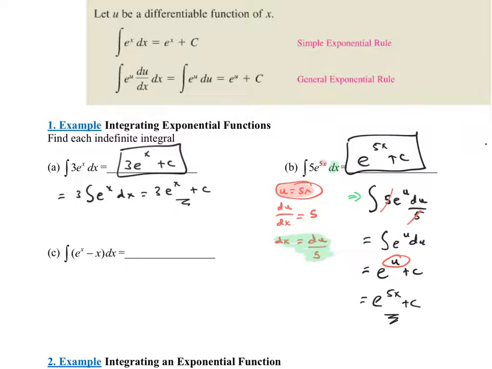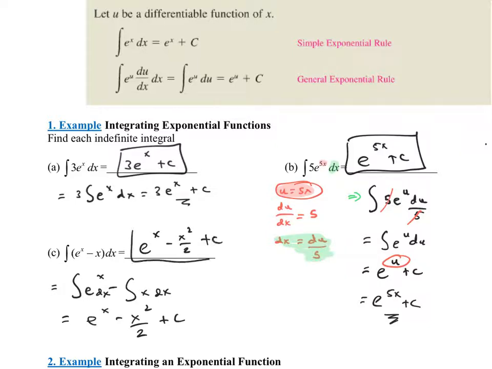Let's try the next one. It says, what is the integral of e to the x minus x? Again, we could separate this into two separate integrals: the integral of e to the x minus the integral of x. Of course, both of these are with respect to x. The integral of e to the x is e to the x. The integral of x is, using the power rule, x squared over 2. And then we have the plus c, that arbitrary constant. So our final answer would be e to the x minus x squared over 2, or you could have written that as 1/2 x squared, plus c.